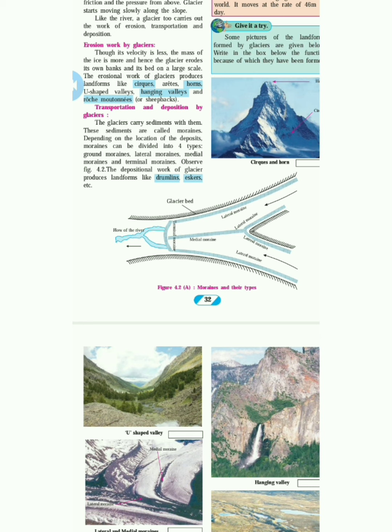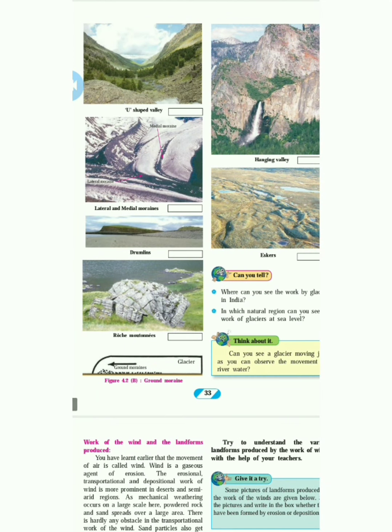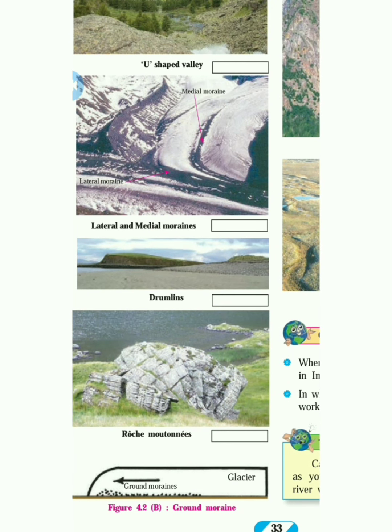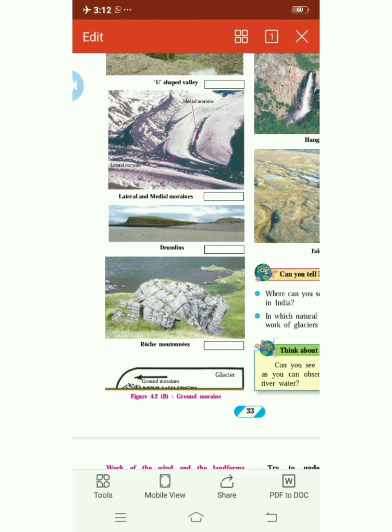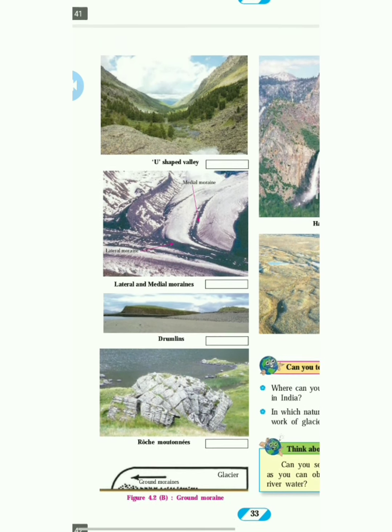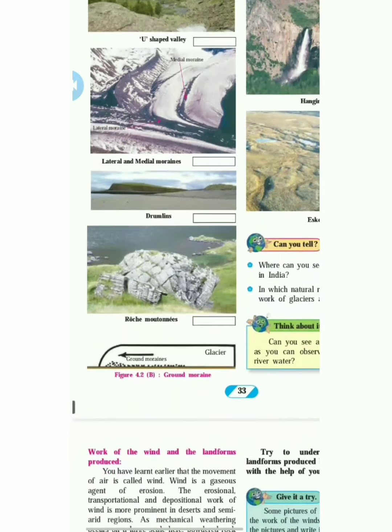Observe figure 4.2. Depositional work of glaciers produces landforms like drumlins and eskers. We'll see figure 4.2. This is called roche moutonnée, drumlins and lateral moraines. These come in the medial moraines, as they are collecting in the glaciers. See figure 4.2. This is lateral and medial moraines, drumlins and roche moutonnée. So these are the pictures you can see.